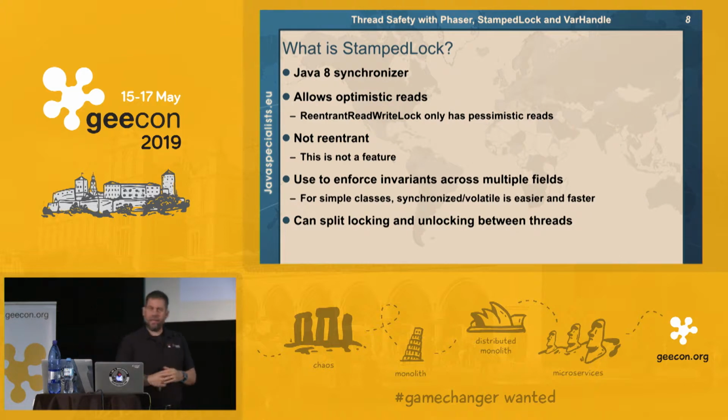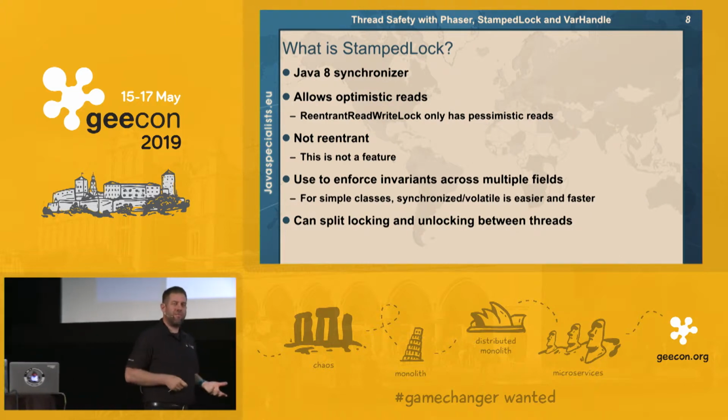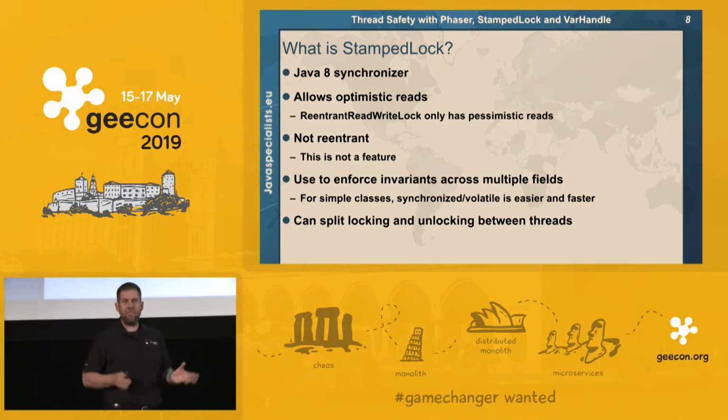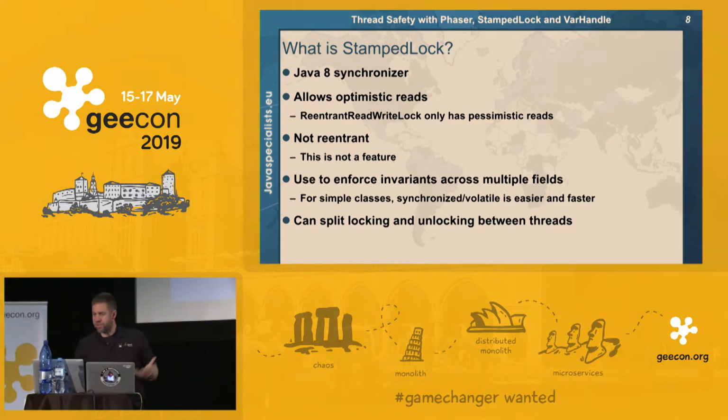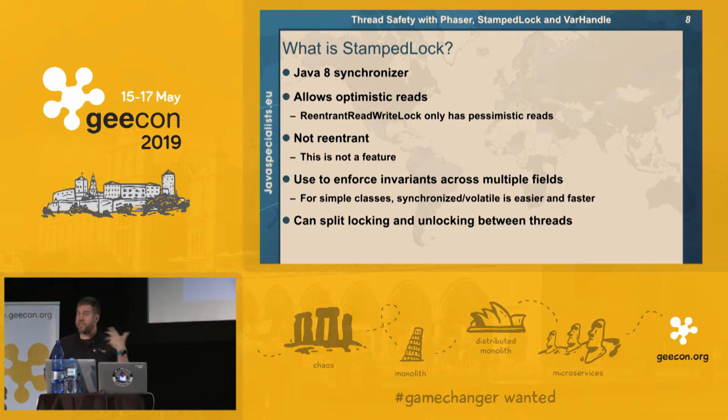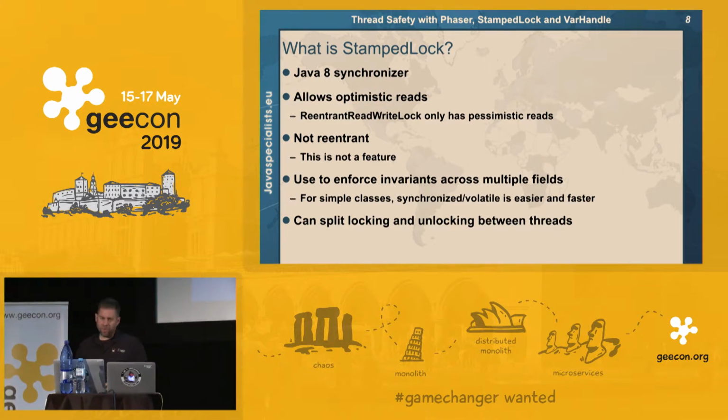The reason you'd want to use it is if you've got multiple fields and some invariant across those fields, then you could use this class because you can enforce the invariance. But sometimes it's going to be really difficult to write the code. So we'll do a couple of demos to try and get that to work. For simple classes, using a simple synchronized and a volatile read is going to be easier and probably faster as well.